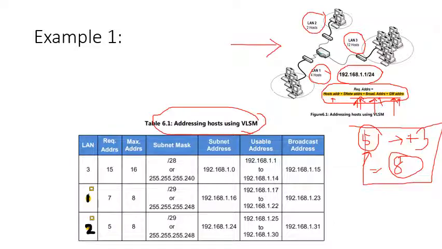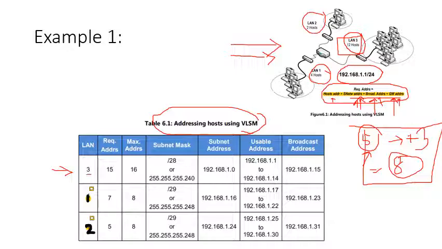Okay, so this is an example. Now let's look at this scenario. If you want to provide the addresses, you need to consider the largest network, or the network that contains the highest number of hosts. So you provide the addresses hierarchically. We start with LAN 3, because LAN 3 consists of the highest number of hosts. You put it in the first row.